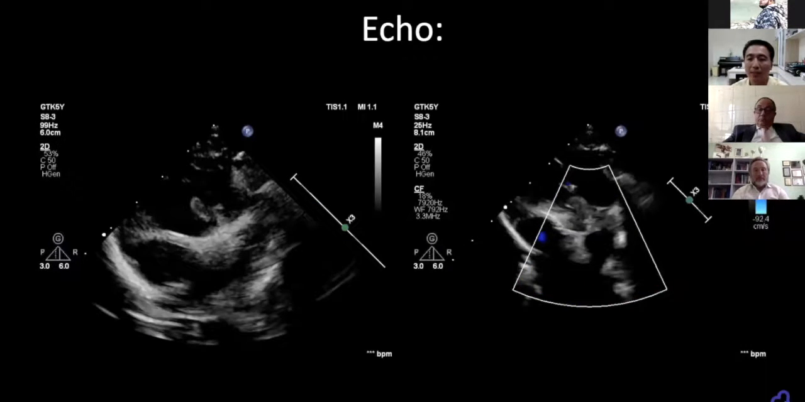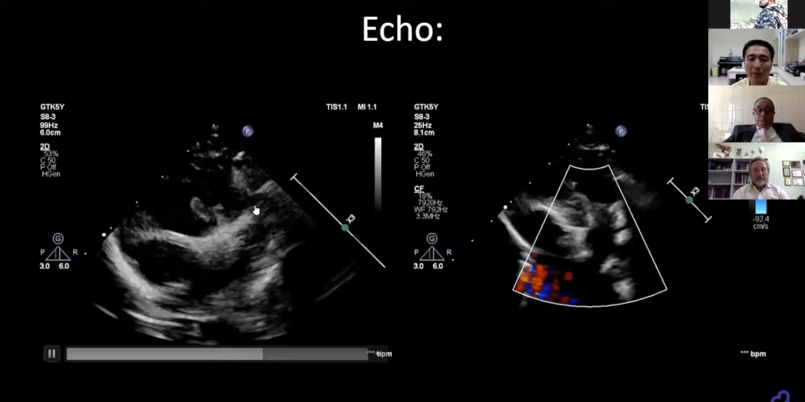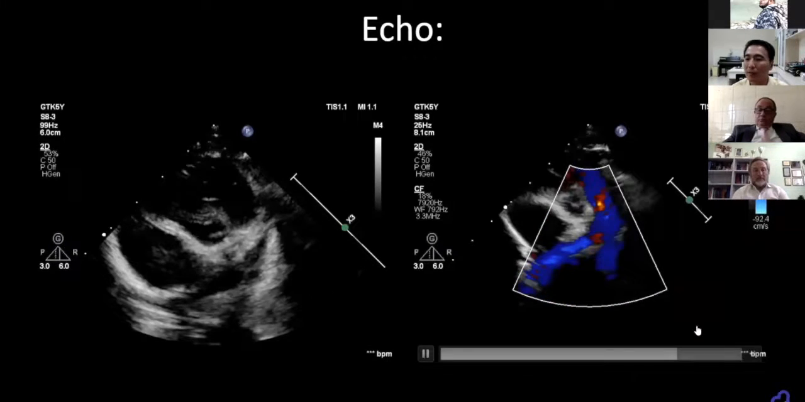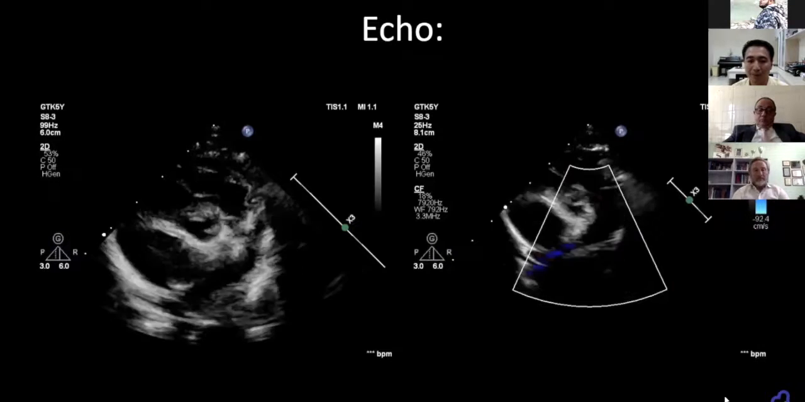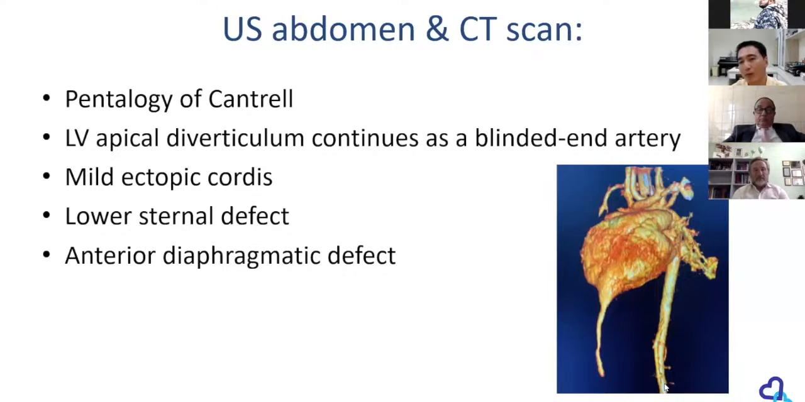And in a short axis view, you can probably see a coronal septum here and some flow acceleration across the pulmonary valve. And the ultrasound of the abdomen and CT can actually show a pentalogy of Cantrell, where the LV apical diverticulum continues as a blind-ending artery. And with mild ectopia cordis, a lower sternal defect and an anterior diaphragmatic defect as well. As you can see in the CT scan, this is an LV diverticulum and it forms a long vessel into a blind end.